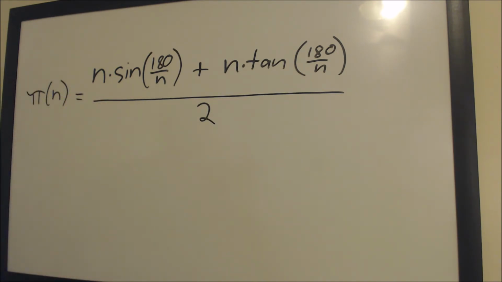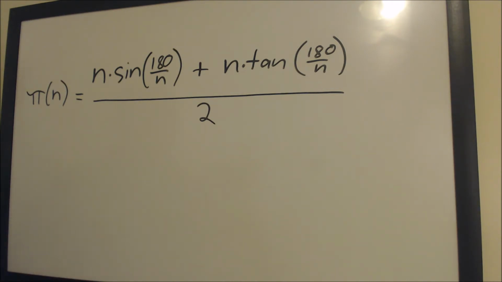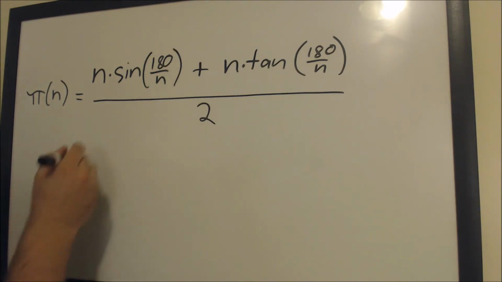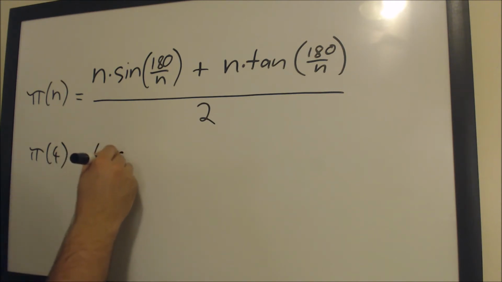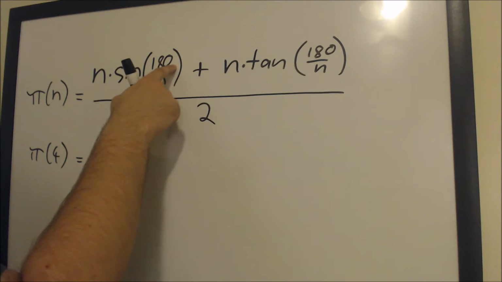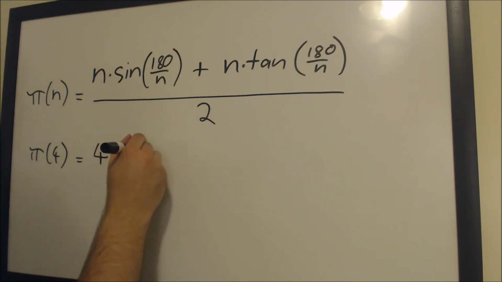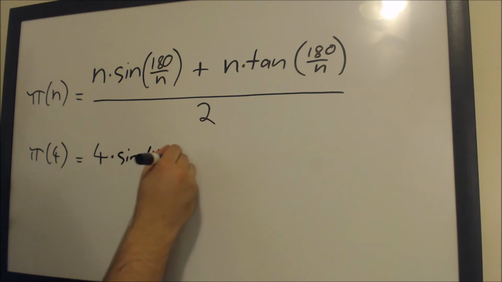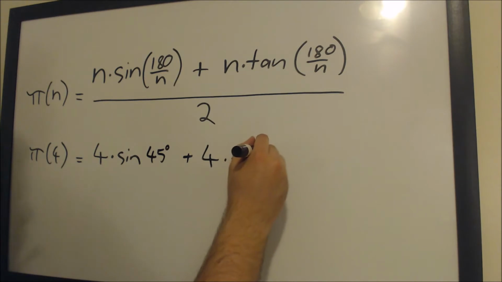So we can start with 4. And this one I'll work out by hand, but we won't do that for all of them, as you'll soon see. So pi of 4 is 4 times the sine of 180 divided by 4, which is 45, so the sine of 45 degrees, plus 4 times the tangent of 45 degrees, all divided by 2.